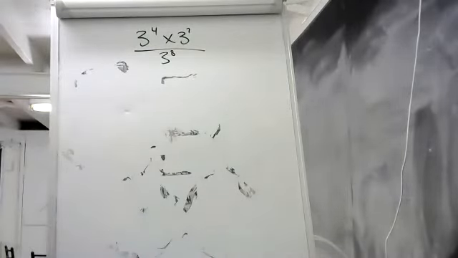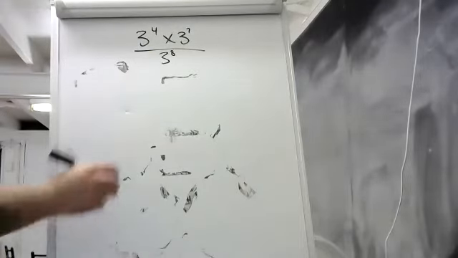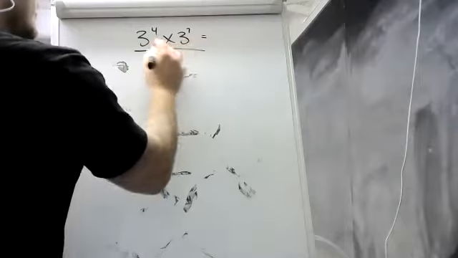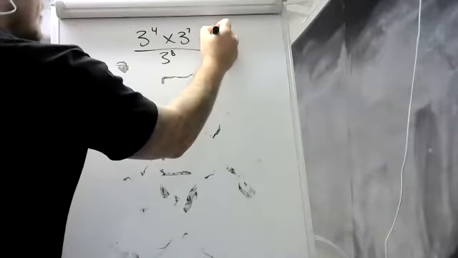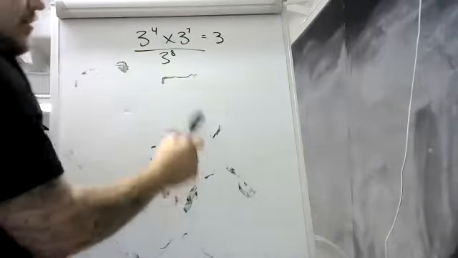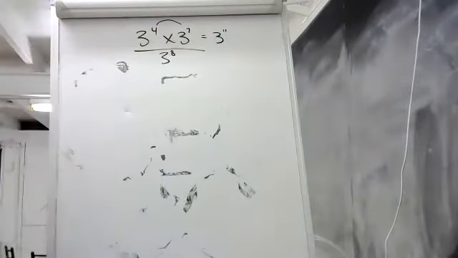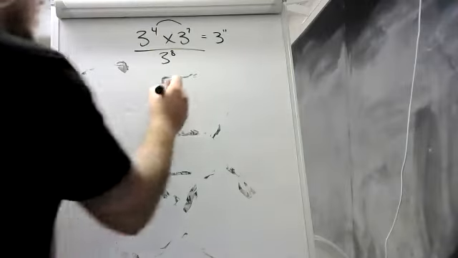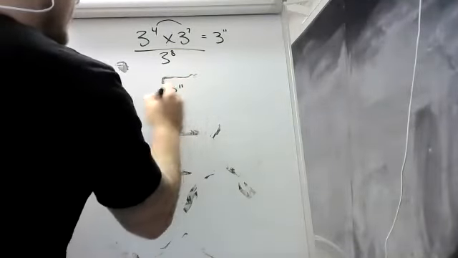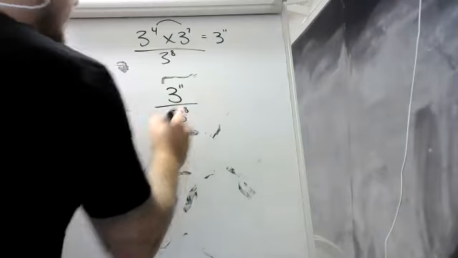All right, so what we do is we do multiplication first. So 3 to the power of 4 times 3 to the power of 7 gives us 3, and then we add the powers. So we've got 3 to the power of 11. So we can rewrite the equation as 3 to the power of 11 over 3 to the power of 8.